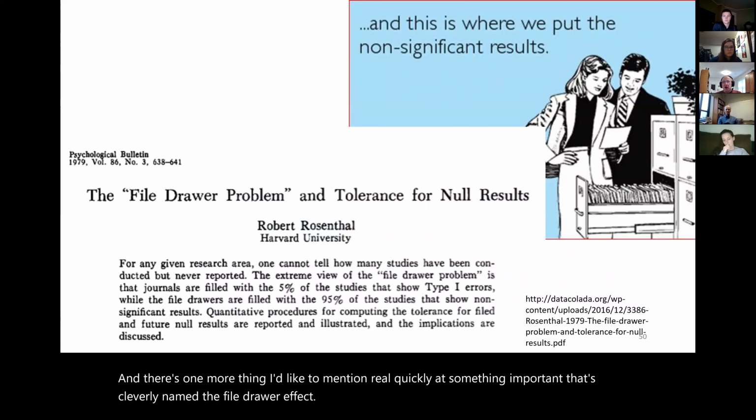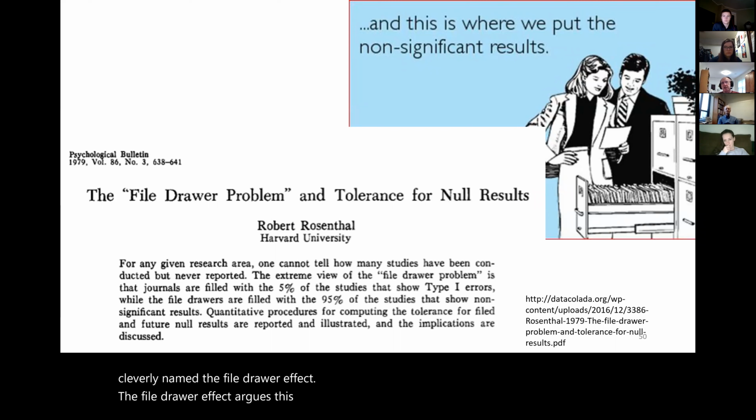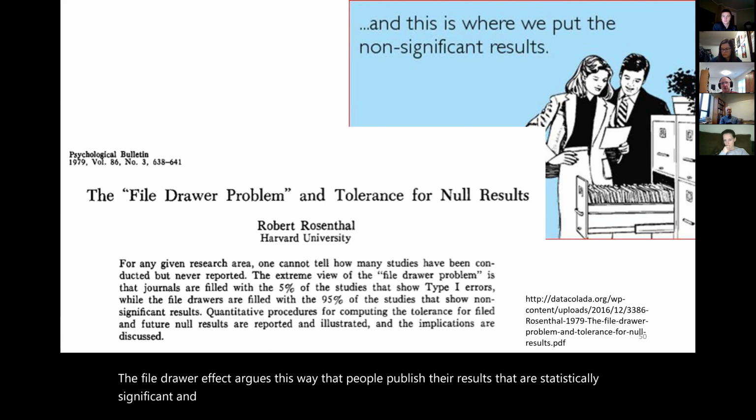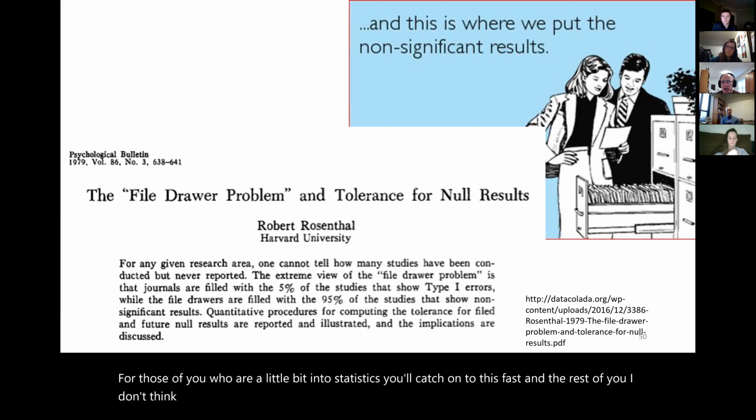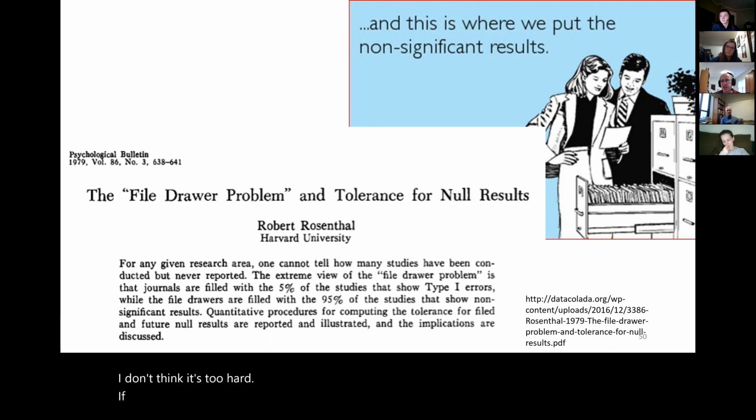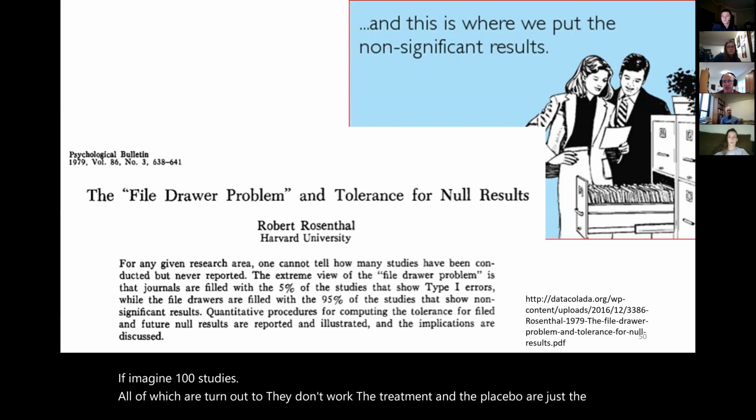The file drawer effect argues this way, that people publish their results that are statistically significant, and the rest of those results go into a file drawer, maybe never to be seen again by anybody. Well, for those of you who are a little bit into statistics, you'll catch on to this fast, and the rest of you, I don't think it's too hard. Imagine 100 studies, all of which turn out they don't work. The treatment and the placebo are just the same, they don't work. 100 studies that don't work.